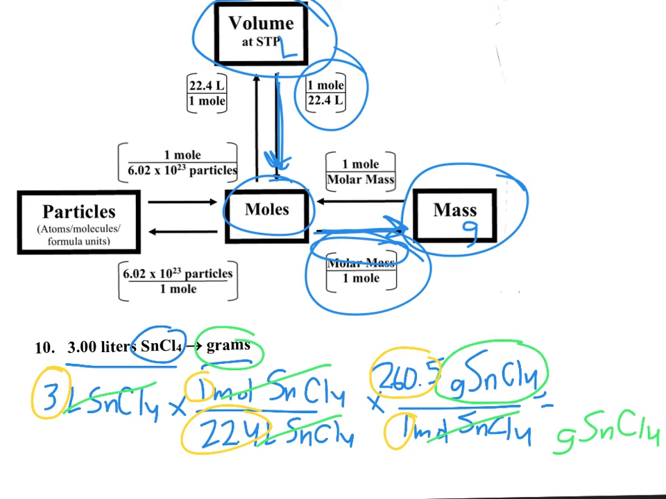Throw those in your calculator, and what do we end up getting? About 34.89 grams of tin chloride. If this really could be turned from a gas into a solid at STP, which is impossible. But in the end, we're still practicing our actual conversions, which is great.